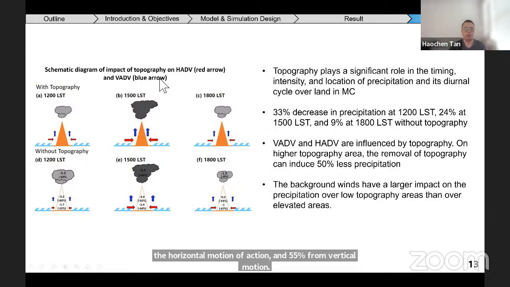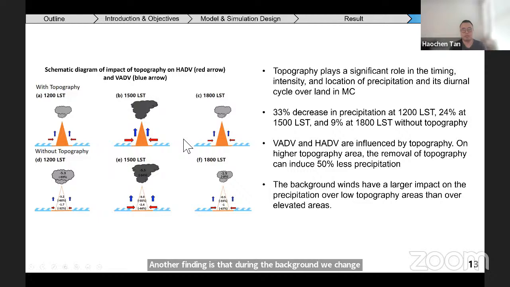Another finding is that during the background wind change, the high topography's precipitation decreases less compared with all-land areas. This result shows that the background wind has a larger impact on precipitation over low topography areas than those elevated areas. So we hope our 4-kilometer WRF simulation provides a contribution to understanding the upscale evolution of cumulus into mesoscale convective systems that affect the diurnal cycle of precipitation, and might have some implication for the parameterization of organized convection in the global climate model, since the convection is neither resolved nor fully represented by cumulus parameterization in some modern global climate models. Thank you.